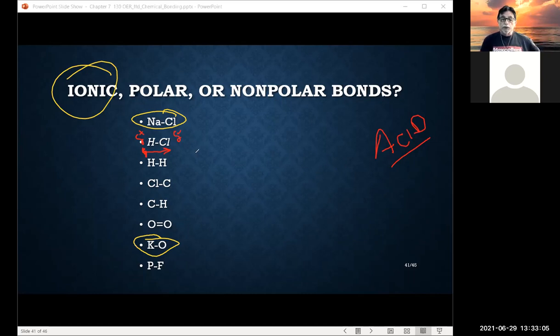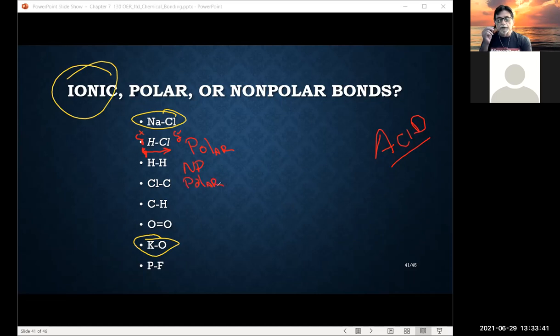Okay. The next one: we have a polar covalent bond for HCl. Hydrogen and hydrogen: the elements are the same, it's diatomic, and so we have nonpolar, NP. Chlorine and carbon: two dissimilar atoms, so we have a polar bond.